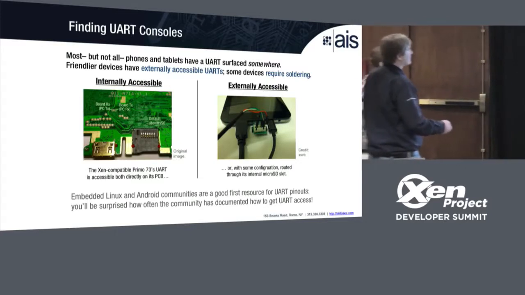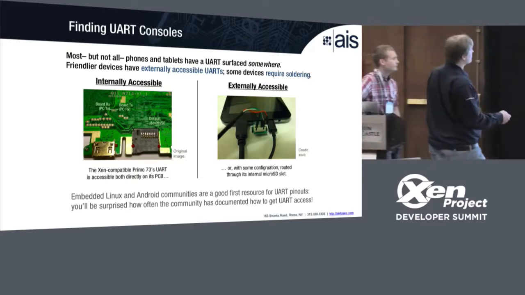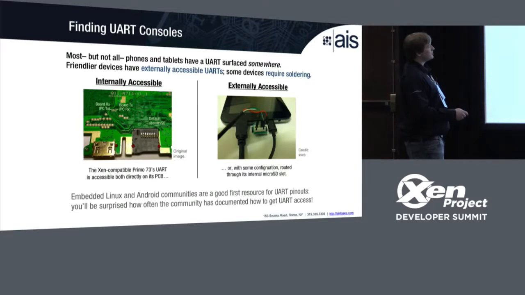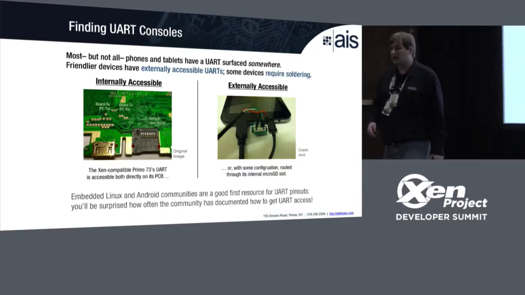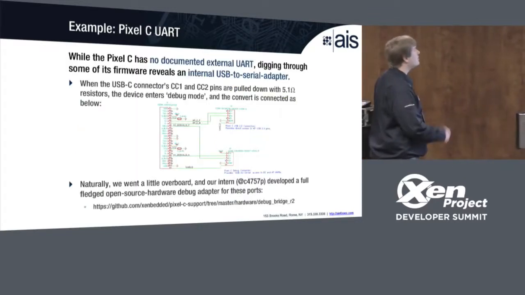So this is the Primo 73, which we've run Xen on. It has both an internal UART, or if you want to, you can program its bootloader to switch that UART out over the SD card slot. So you sacrifice the SD card, but gain UART access.